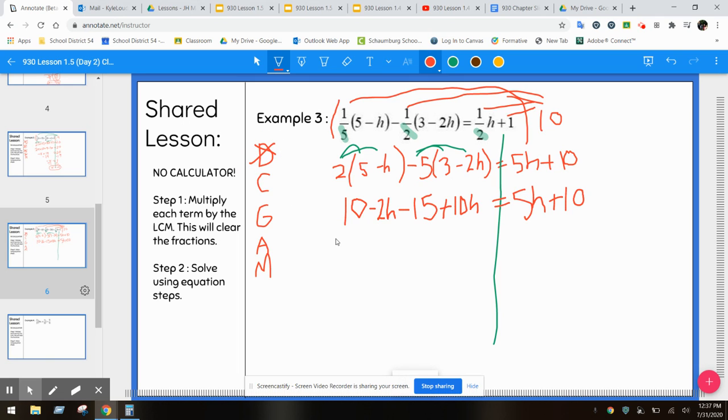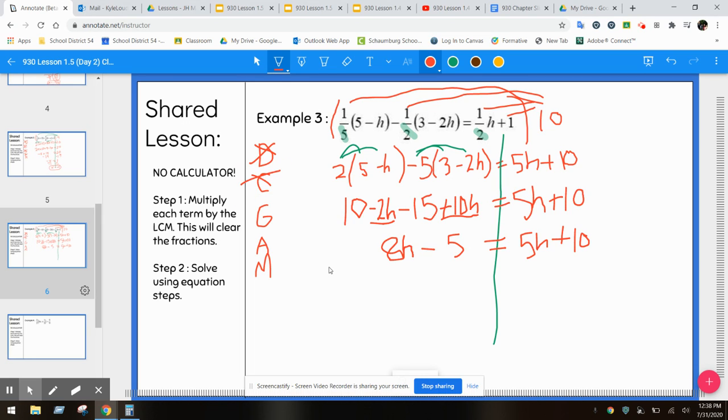Combine like terms? Yes, of course I have to. I'm going to combine my coefficients and my constants here. So I'm going to combine my 10 and my -15. I'm going to combine my -2h and my 10h. So -2h plus 10h gives me 8h. Okay, important that you notice that was a -2. Some people get 12h here because they don't realize that the 2h was negative. So 8h, and then 10 minus 15 is -5 equals 5h plus 10. Good. Cross that step off.